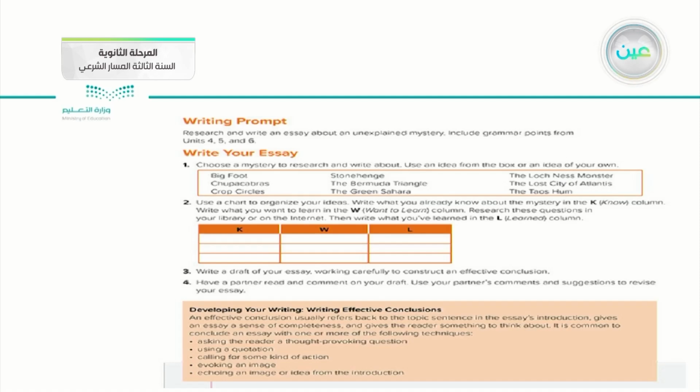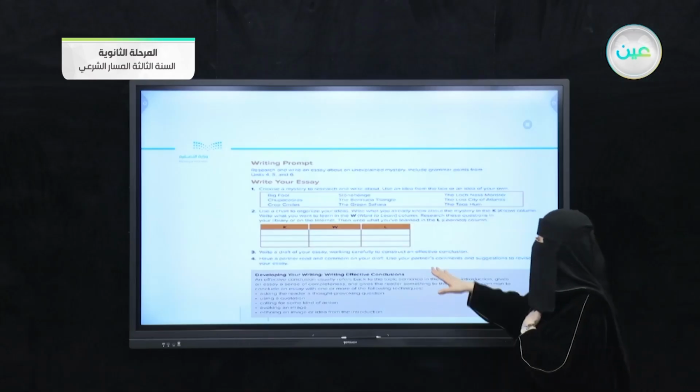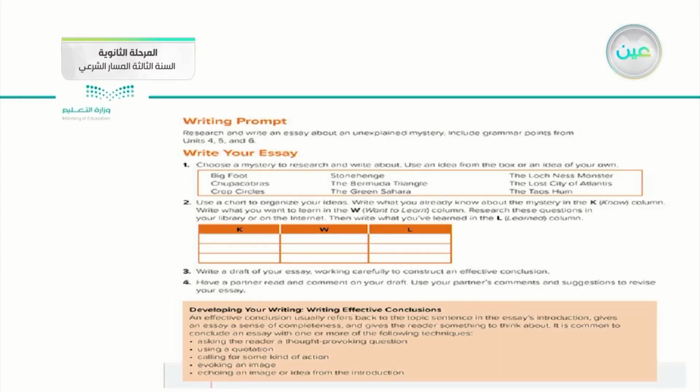Number 3, write a draft of your essay, working carefully to construct an effective conclusion. So what do you think it is? When we transfer our ideas through the chart and analyze them, the last thing you want to do is make a draft for it. Before you give the final essay, you should make a draft. Okay, and make sure that you make an effective conclusion.